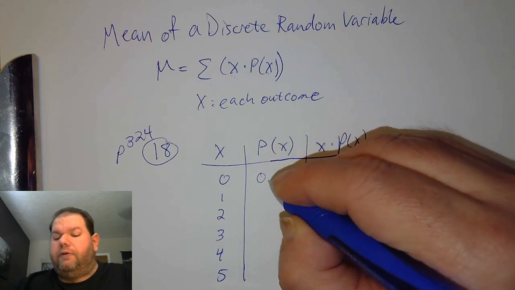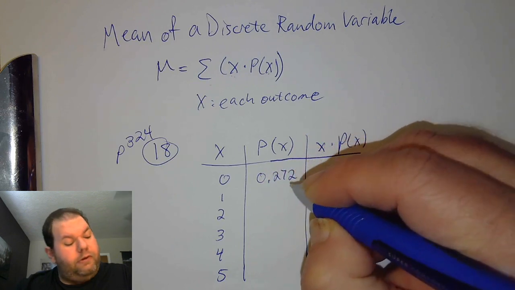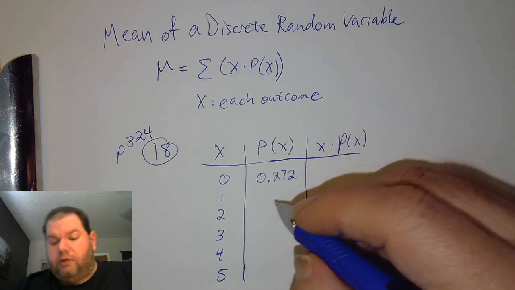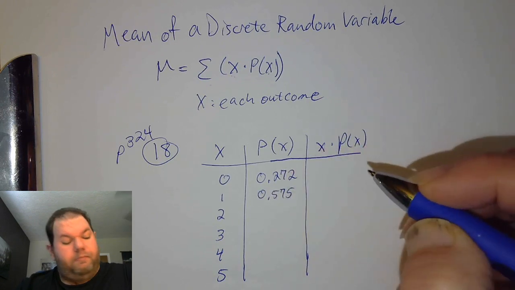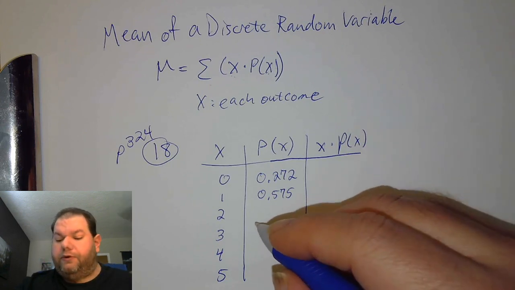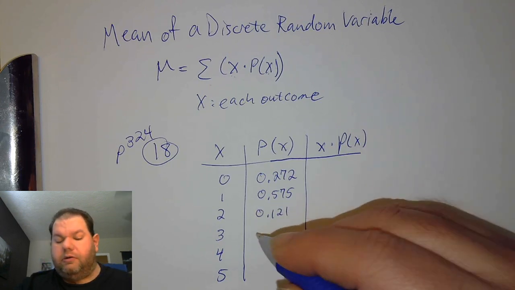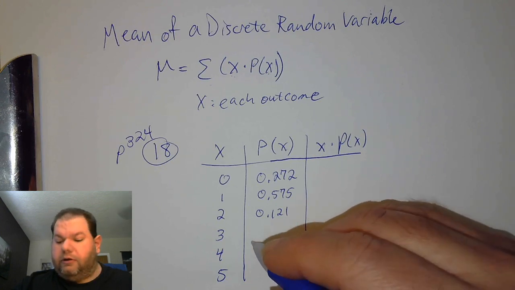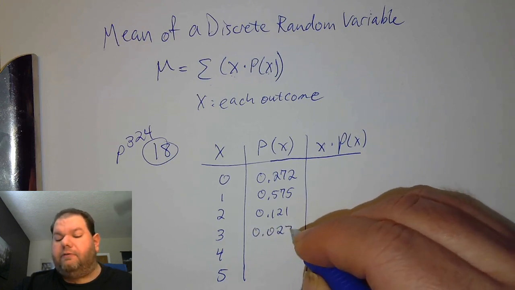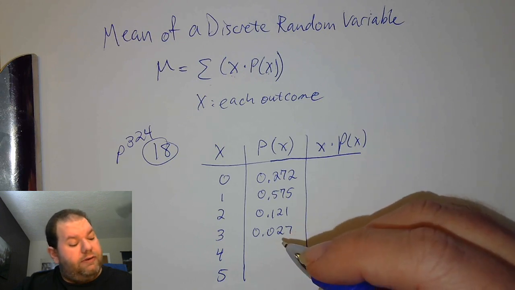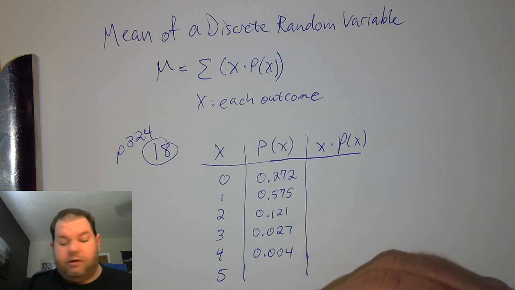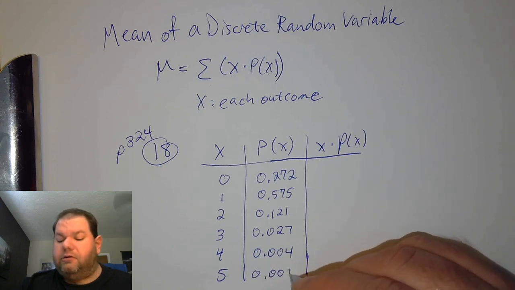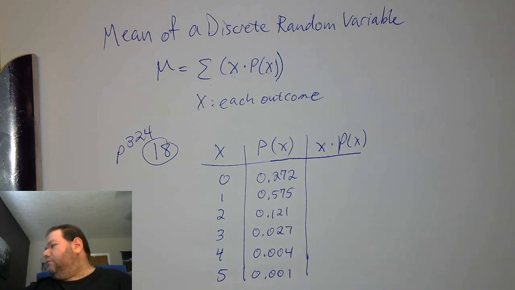Zero is 0.272. One is 0.575. And we have 0.121. Some of you might be having flashbacks to standard deviation calculation. This is nowhere near as bad, so let me reassure you there. Okay.